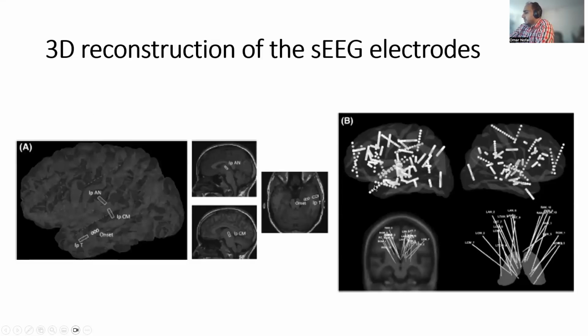So this is just a 3D reconstruction of the SEEG electrodes that were placed, as well as those that were placed in the cortex, as well as in the thalamus. And these are coronal views of the different thalamic implants, the thalamic regions that were sampled.